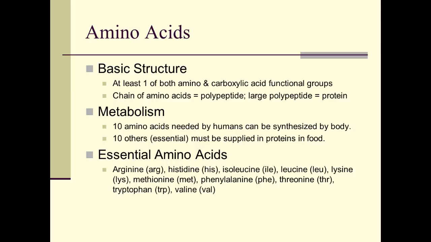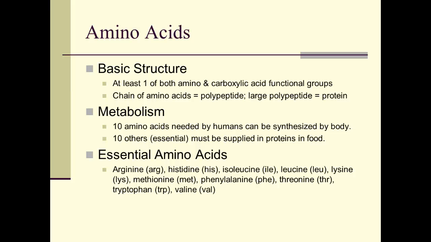All right, so first looking at the amino acids, like we just showed you, there's one amino and one carboxylic acid functional group. We have a chain of amino acids, which could be a polypeptide, or greater than 40 again would be your protein. We have 10 amino acids that are needed by us humans and can be synthesized within the body. You can actually make them. There's 10 others that must be supplied within the proteins and the foods that we eat. Now, those are called essential amino acids.